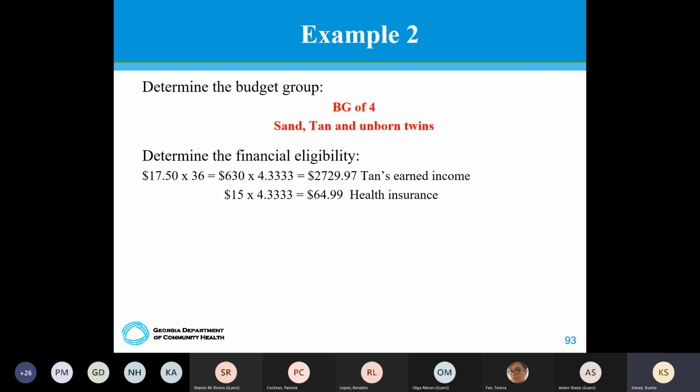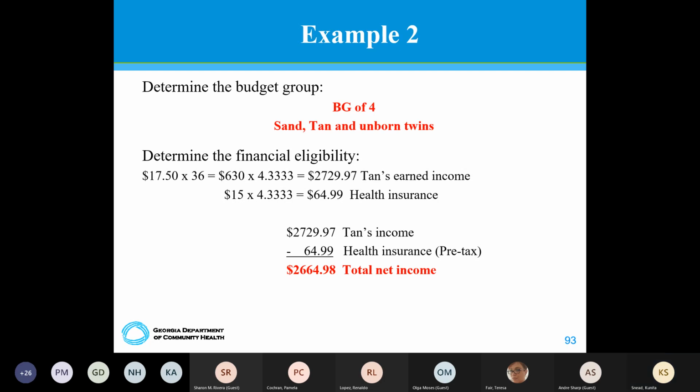So now we need to subtract that health insurance from TAN's income. So if we subtract that, the income comes down to $2,664.98. Can anybody let me know if San is eligible and for what aid category she's eligible for? And if we need to use the 5% deduction or not.